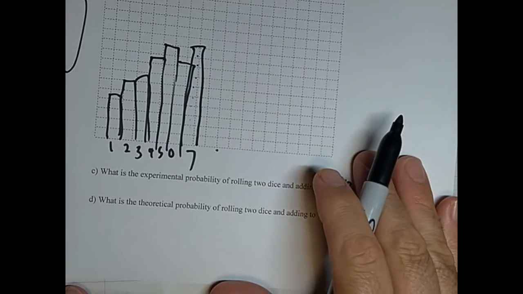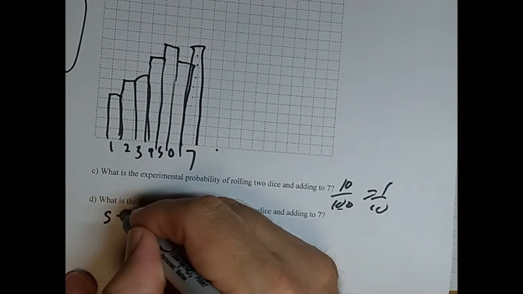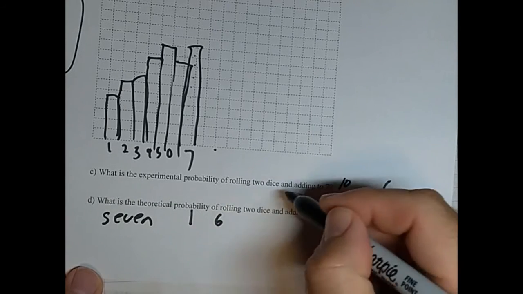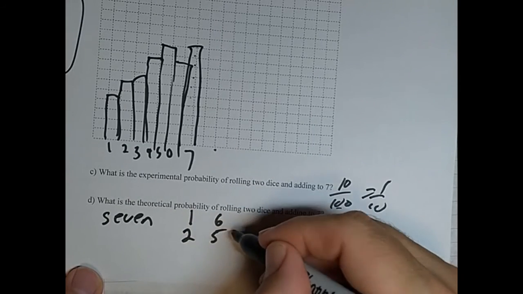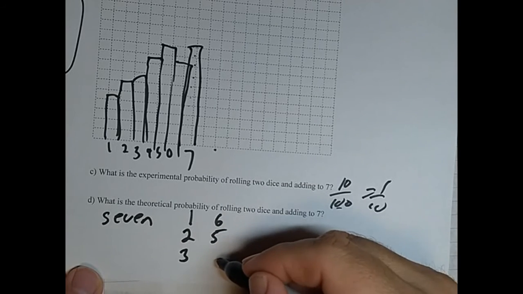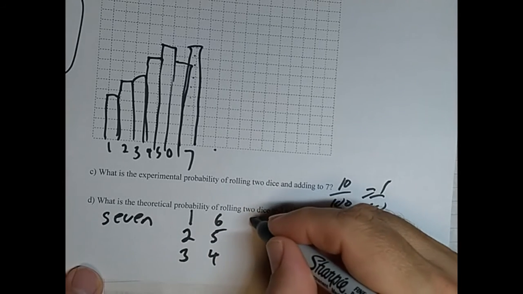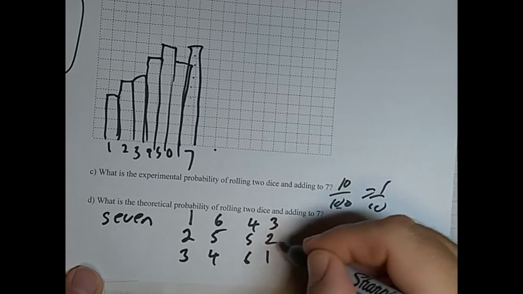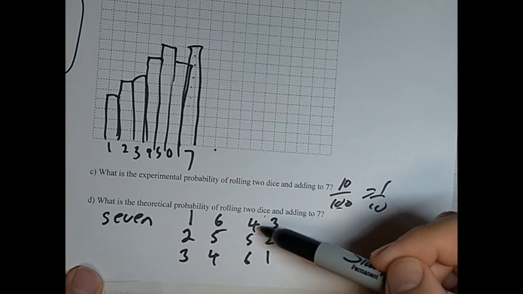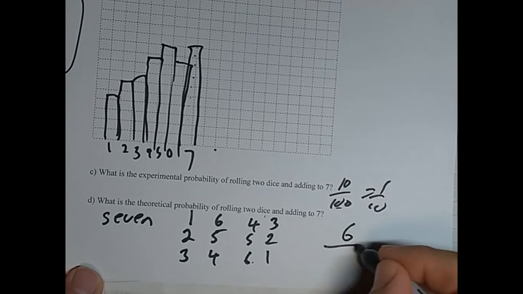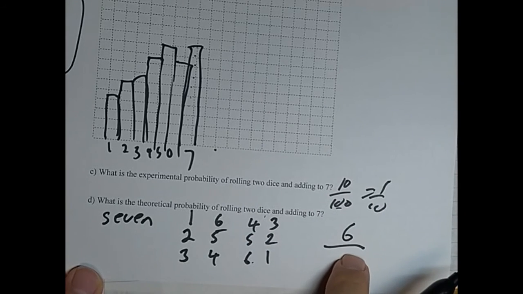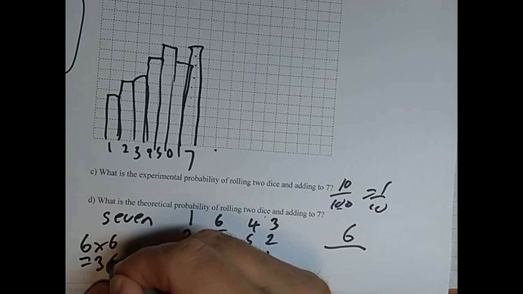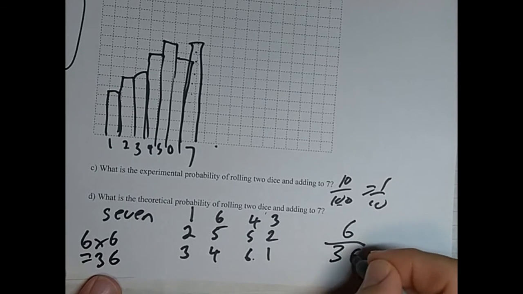Now, theoretically, how many ways can you get a 7? Theoretically, you can get a 1 and a 6 on the dice, a 2 and a 5, a 3 and a 4, a 4 and a 3, a 5 and a 2, a 6 and a 1. So 1, 2, 3, 4, 5, 6. Six goes on top, so 6 different ways. On the bottom, 6 times 6 is the total. There are 36 different possibilities, so 6 over 36.